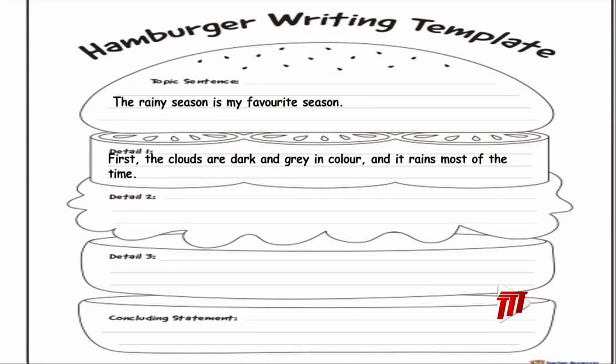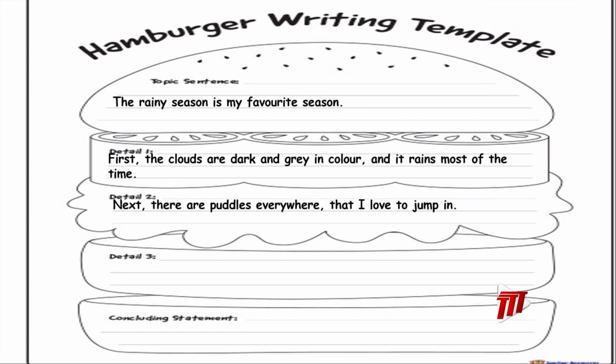So let's try sentence 1. First, the clouds are dark and gray in color, and it rains most of the time. So this is one fact about why the rainy season is your favorite. What is the transitional word here? Yes, it is first. Detail number 2.